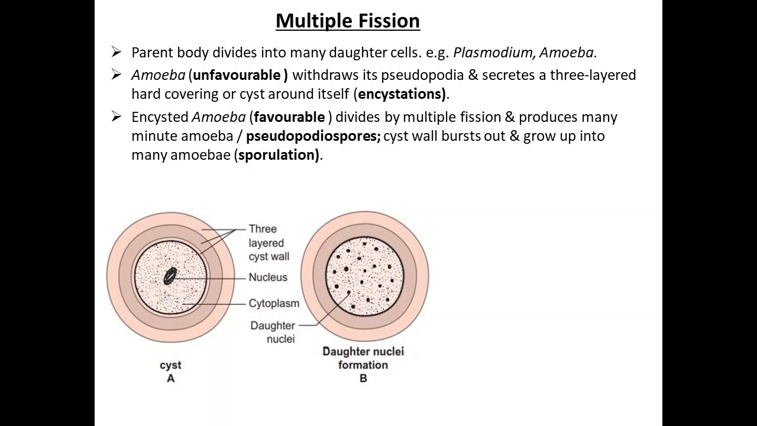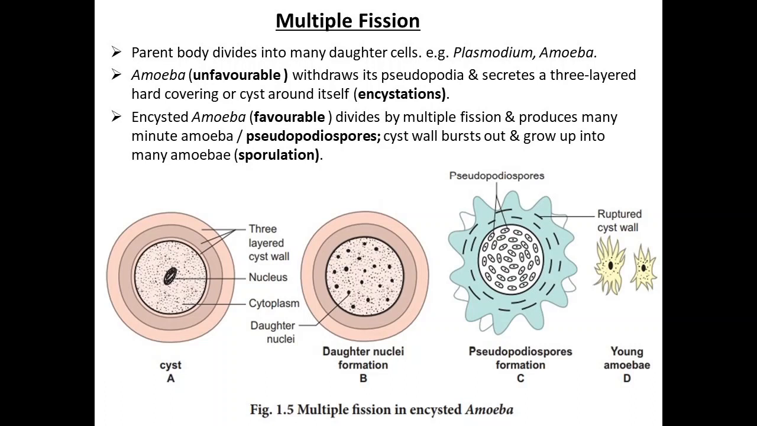And after that, its nucleus develops walls around it. And when the conditions become favorable, its cyst wall breaks and many small amoebae are formed. The daughter amoebae formed are also called pseudopodiospores, and the process of their formation is called sporulation. That is in amoeba, and it happens only during unfavorable conditions.